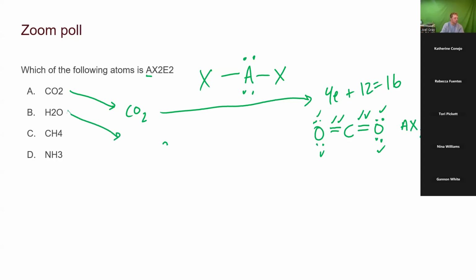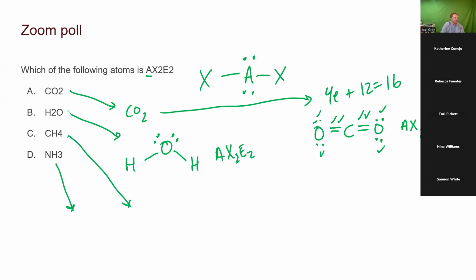Well, oxygen, hydrogen, hydrogen. Oxygen's rolling in with 6 electrons. Each hydrogen's bringing 1 electron. So we've actually got, that's 4, 6, 8. Ooh, that's our AX2E2.